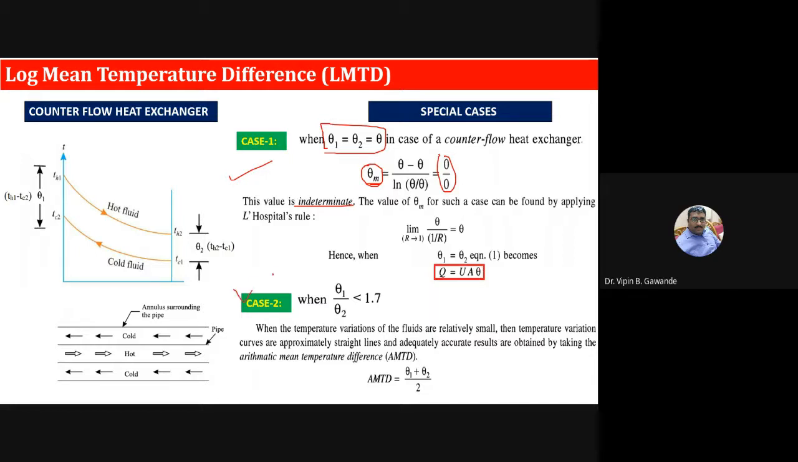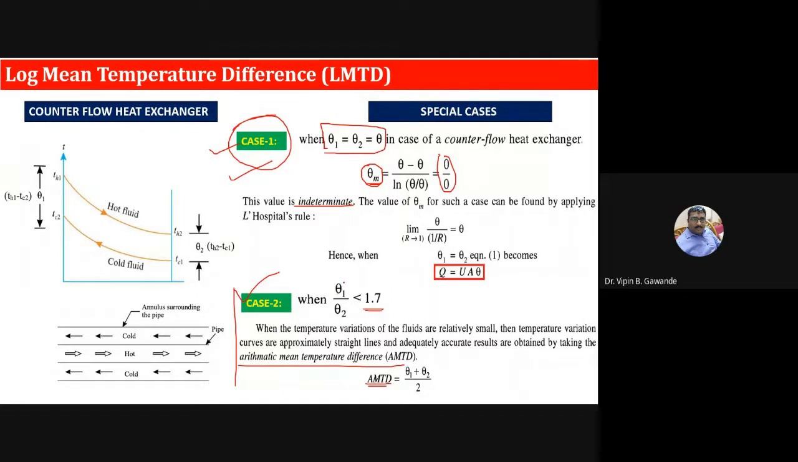The other special case is if theta 1 and theta 2, the temperature differences, have a ratio less than 1.7. In that case, the value of theta m will be the AMTD, that is the arithmetic mean temperature difference, and that value will be calculated as theta 1 plus theta 2 divided by 2. This is a very rare case, case number 2. The questions will mostly be asked on case number 1, but you also remember this case.